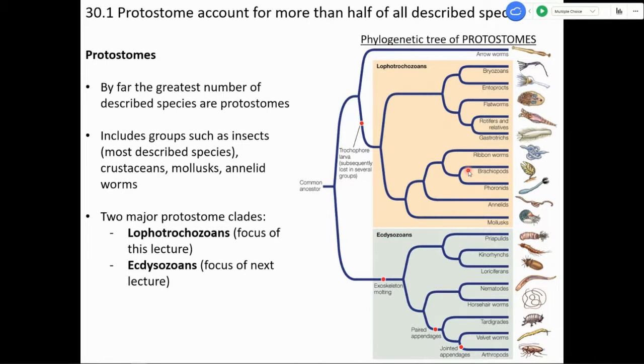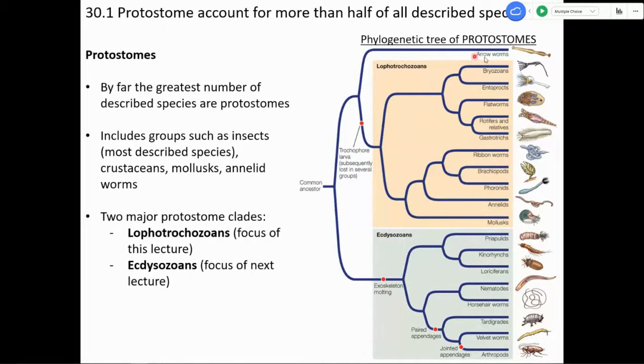As I mentioned, by far the greatest number of described species are from the protostomes. This is a phylogenetic tree of the protostomes here. It includes groups such as insects, the most described of species, also crustaceans, things like crabs and lobsters, mollusks, things like snails and so on, and annelid worms. There are two major clades of these protostomes. A clade, if you remember, is a group of animals derived from a common ancestor. They are the Lophotrochozoans and the ecdysozoans. We're going to talk about the ecdysozoans next time. This is our focus here.